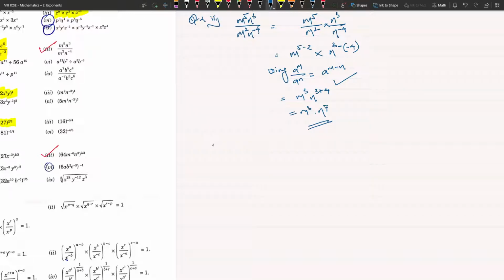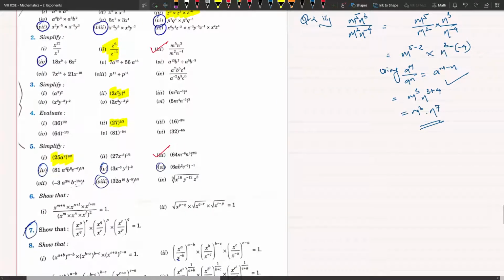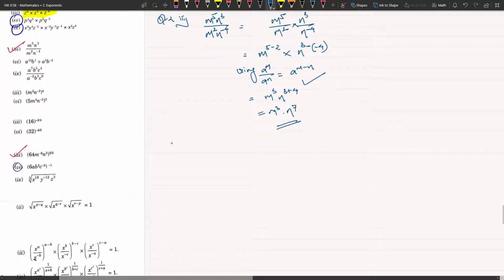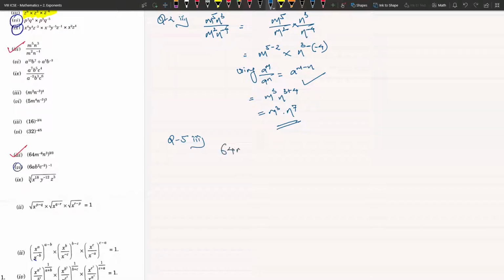Okay, next is question number 5, you said, right? Yes. 5, sub question 3. m raised to minus 6 n cube, the whole raised to 2/3. Now, if you notice here, the power is in fraction and the denominator of the power is 3. So what we have to do is we have to express all these bases as a power of multiple of 3, power of 3 or power of multiple of 3. Okay, so I think we can do that easily.